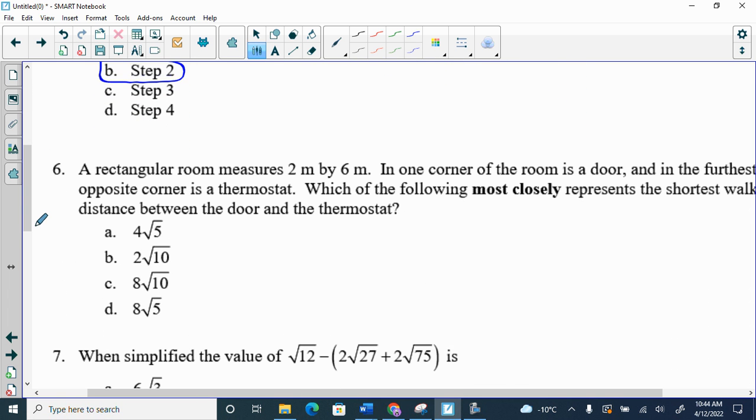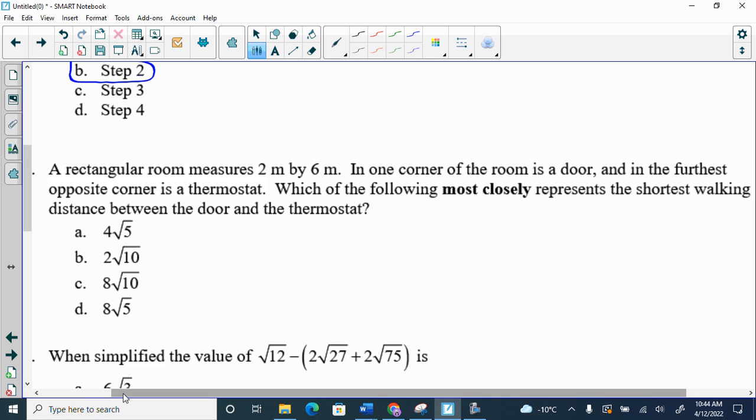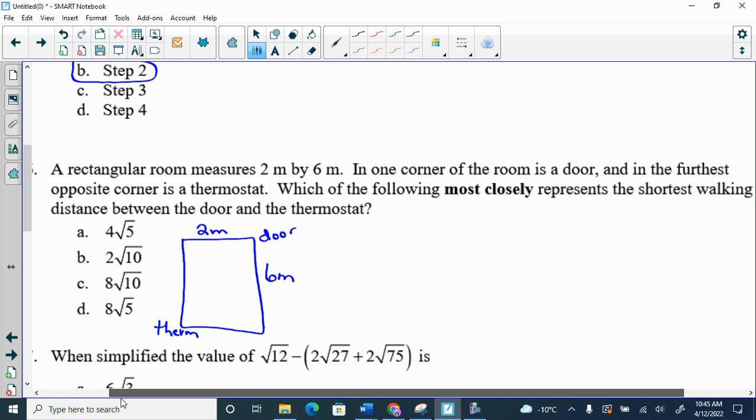This one here, we have a rectangular room, measures 2 meters by 6 meters. In one corner of the room, there is a door, and in the furthest opposite corner, a thermostat. Which of the following most closely represents the shortest walking distance between? So they're just asking you to find the hypotenuse, technically, right?